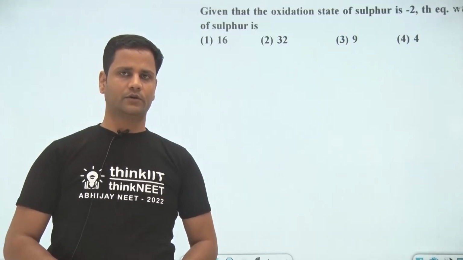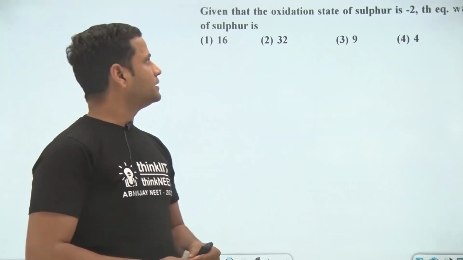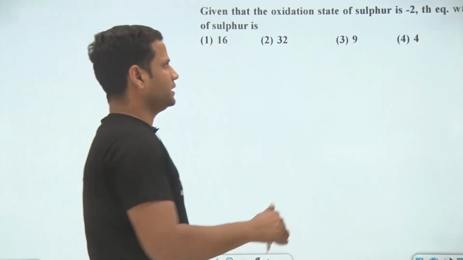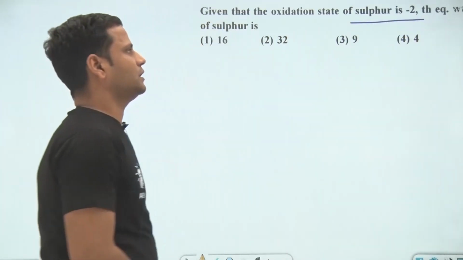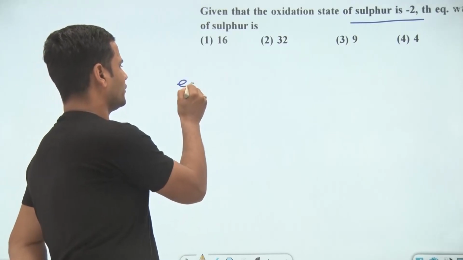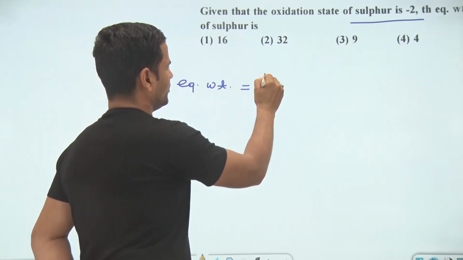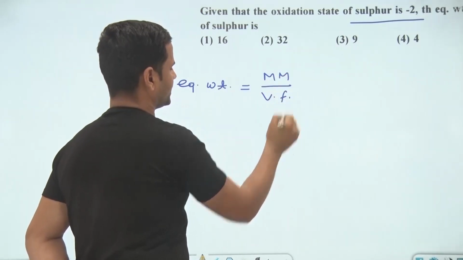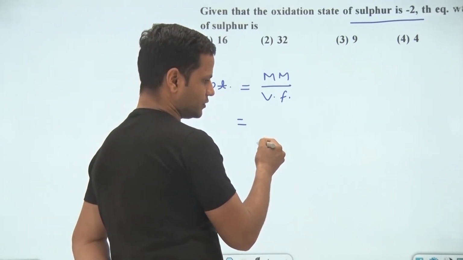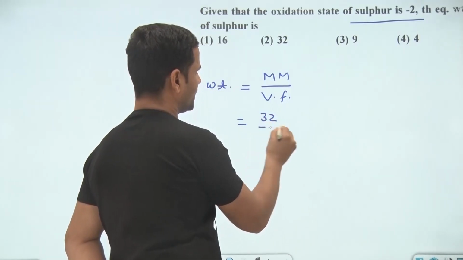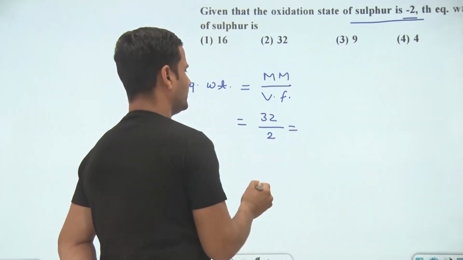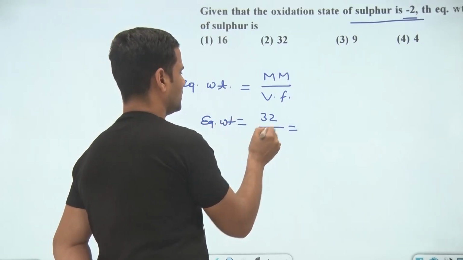Hello my dear students, now coming to the next question: given that the oxidation state of sulfur is -2, the equivalent weight of sulfur is. In this question we are given that the oxidation state of sulfur is -2 and we have to calculate its equivalent weight. As we know, the formula of equivalent weight is molecular mass divided by valency factor. The molecular mass of sulfur is 32, and since the given oxidation state is 2, its valency factor is equal to 2. It means the equivalent weight comes out to be 16.